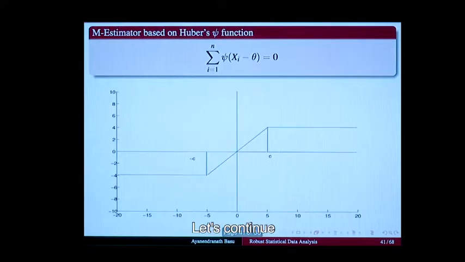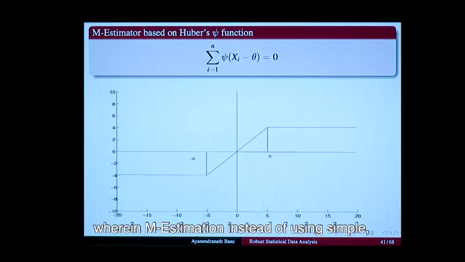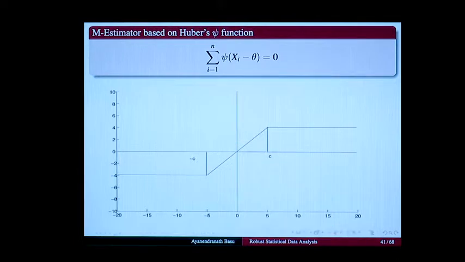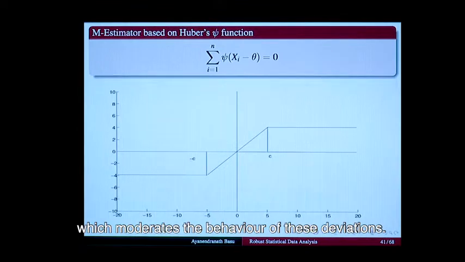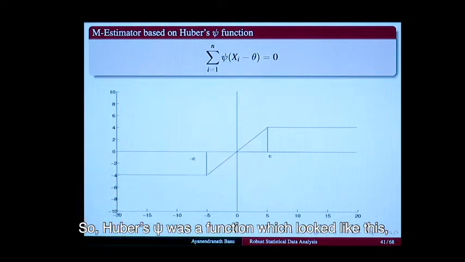Okay, let us continue. This is the first introduction now to M estimators, wherein in M estimation, instead of using simple estimating equations like summation of x_i minus theta equal to 0, we put a psi function to this which moderates the behavior of these deviations. So, Huber's psi was a function which looked like this.